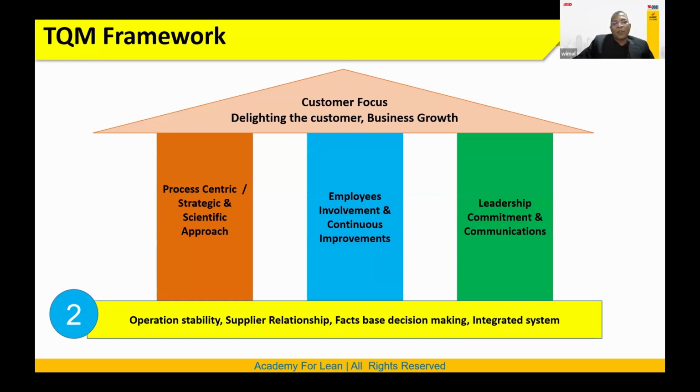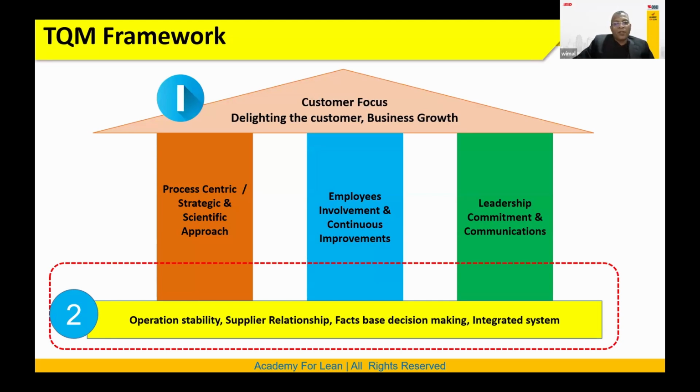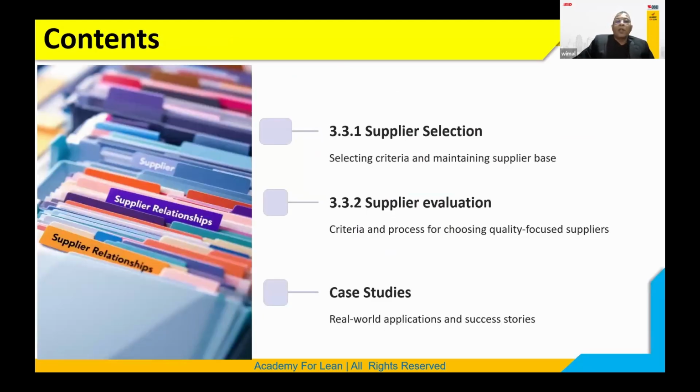Today we are going to discuss the supplier relationships. Today also, for the initial 1 hour I will take part, and after the break, Rohan will take the rest of the piece. I will cover supplier selection and supplier evaluation.